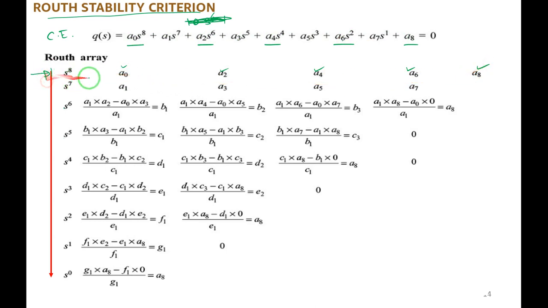The first row is over. Next, come to the second row, the even term coefficients: the second term, fourth, sixth term, eighth term. Write the coefficients in the second row, that is a1, a3, a5, a7. The second row you have filled. Then next, how to fill the remaining rows, s power 6 to s power 0? Observe here.